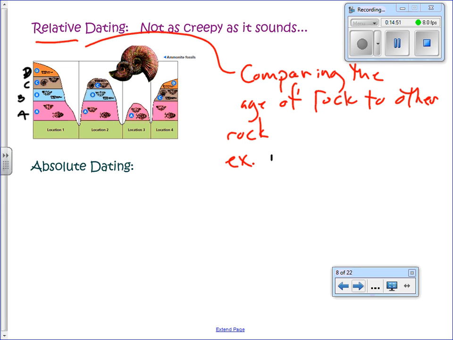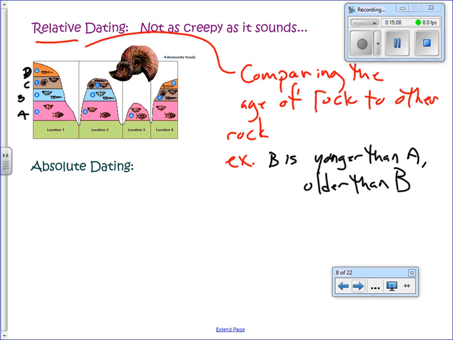So layer B is younger than A, older than C. So it's just comparing.